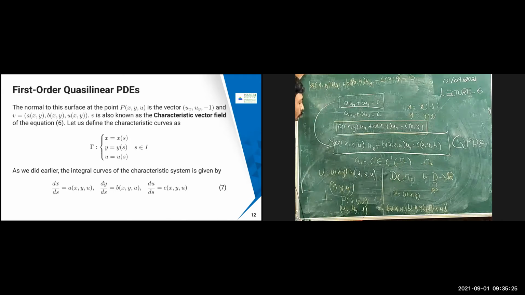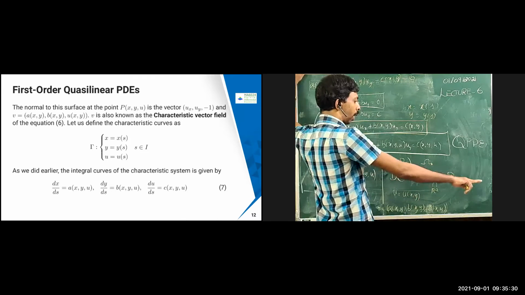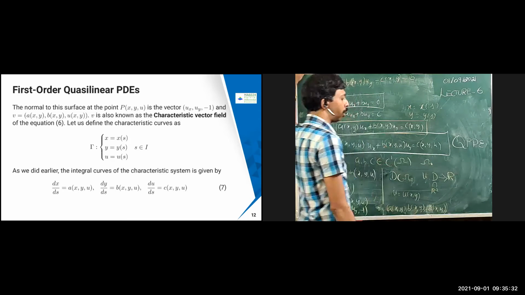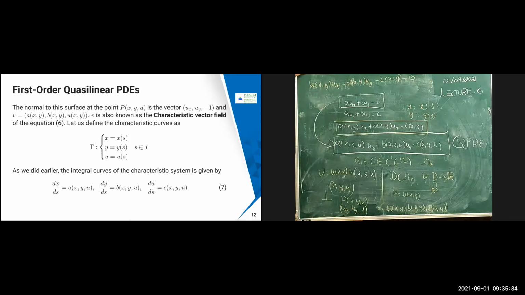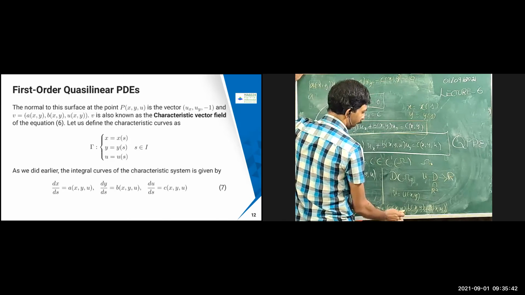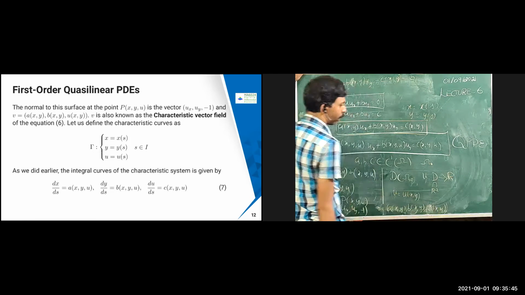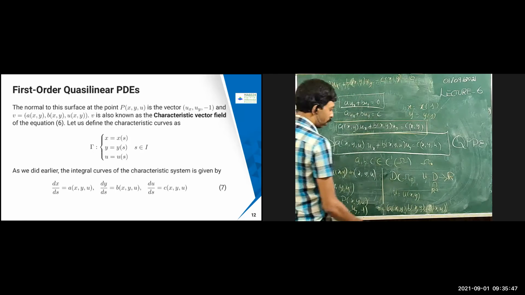Now apply the same idea over here. That should be c, not u. The a comma b comma c should be that, not u. So you will get that answer for this one, c of x comma y. Same way you can do this for this problem. Instead of a comma x comma y, b comma x comma y, c comma x comma y, you can put this as follows.